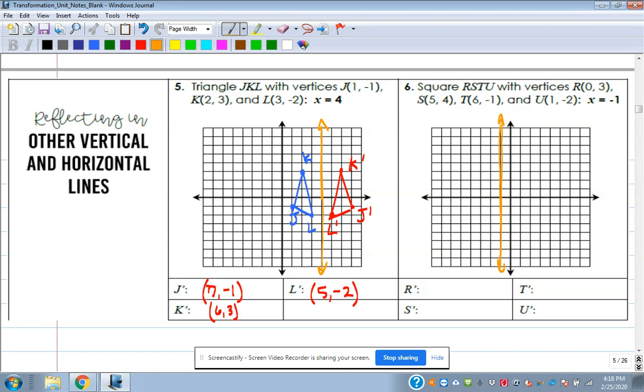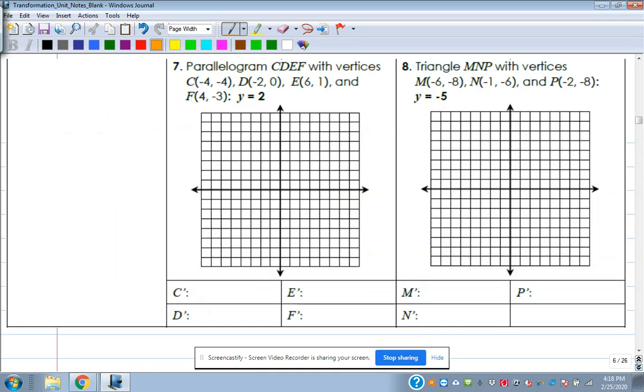So which one would y'all rather do, 7 or 8? 7 with a parallelogram. I like the parallelogram. They're fun. All right, so parallelogram. It says we're going to reflect this parallelogram CDEF across the line y equals 2. So my reflection line, I'm going to go on the y-axis to 2, which is right there, and that's going to be my horizontal line that I'm going to reflect across, is that line right there.